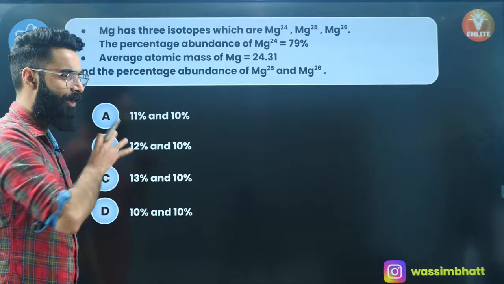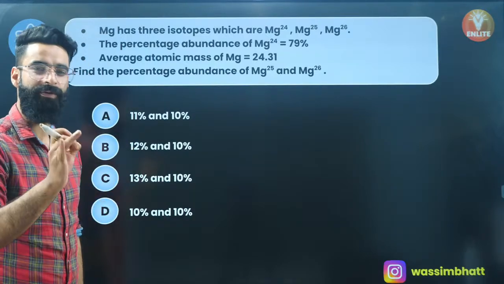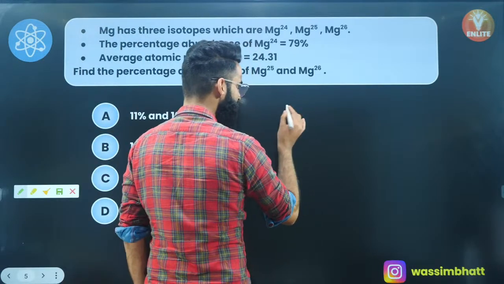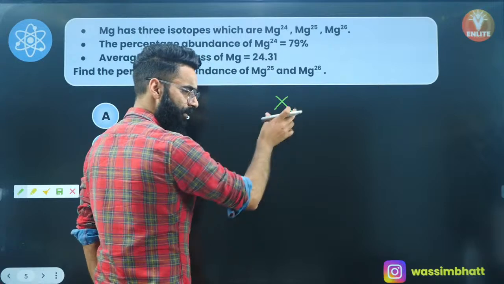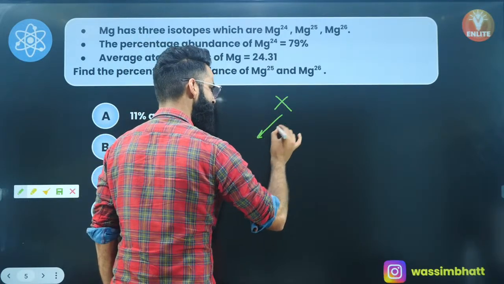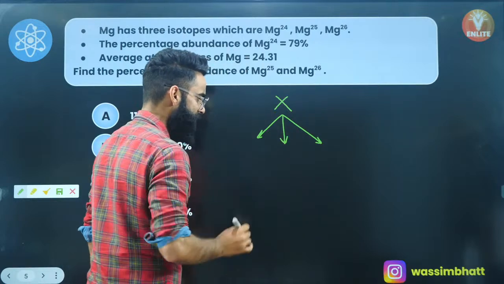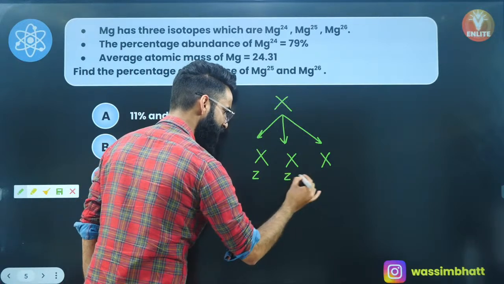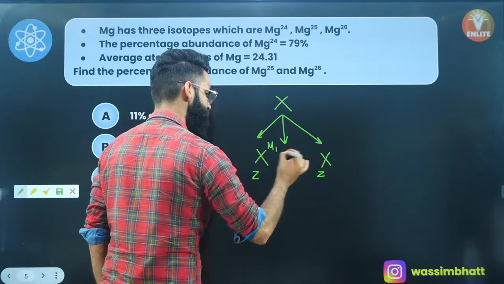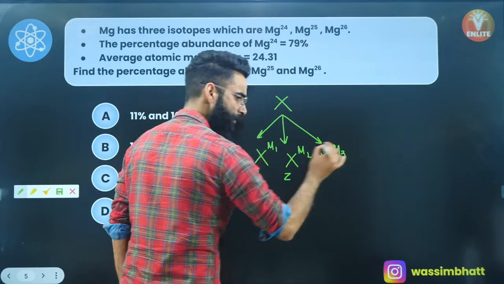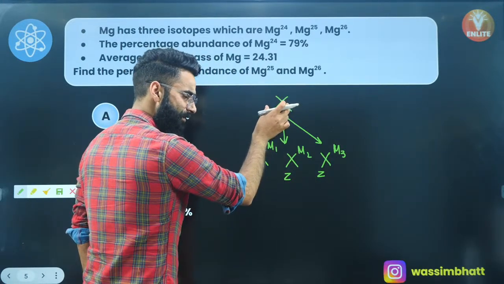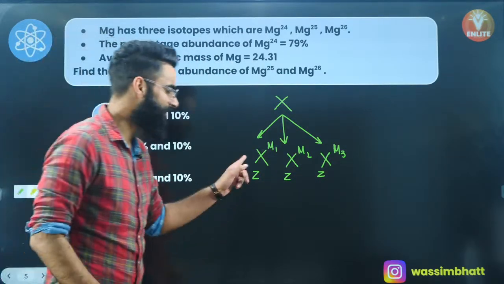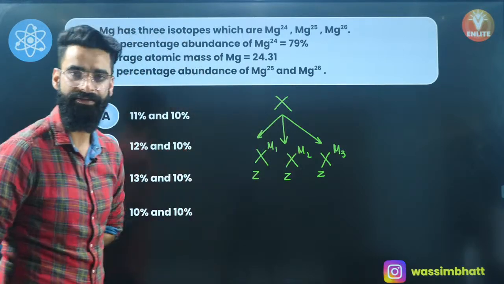Let me first tell you how this sort of question is to be solved, and what concept is going to be involved. For example, let's say you have the element X. I'm assuming this element has three different isotopes. That means it has three atoms which have the same atomic number, which I'm representing with Z, and different mass numbers: M1, M2, and M3. So I've taken an element X with three atoms of the same atomic number but different mass numbers. I should call these three atoms isotopes of this element X.